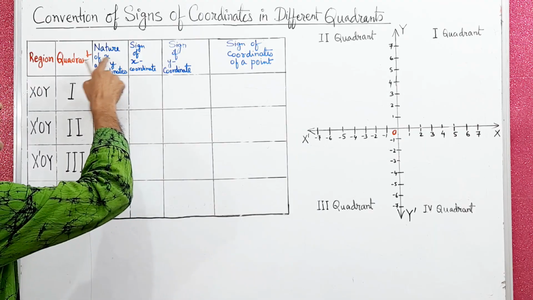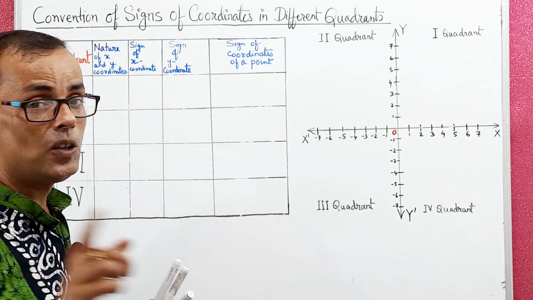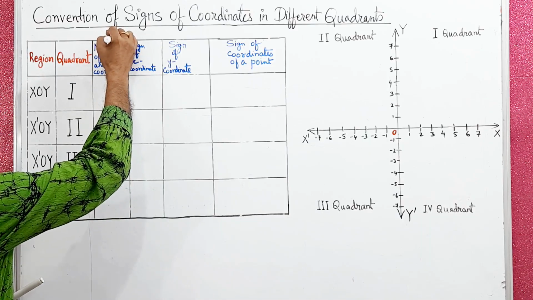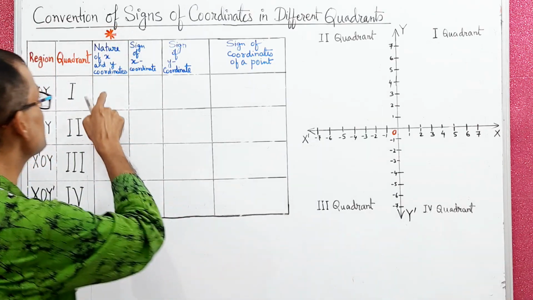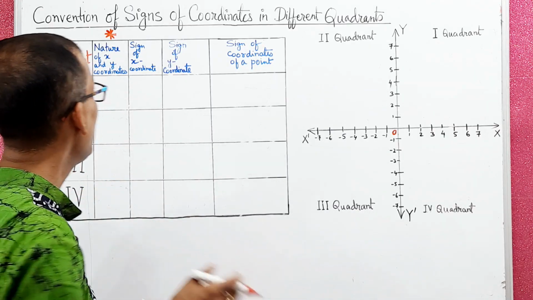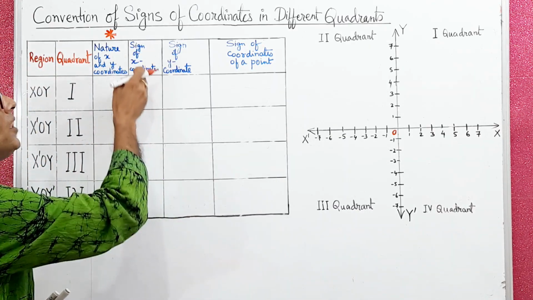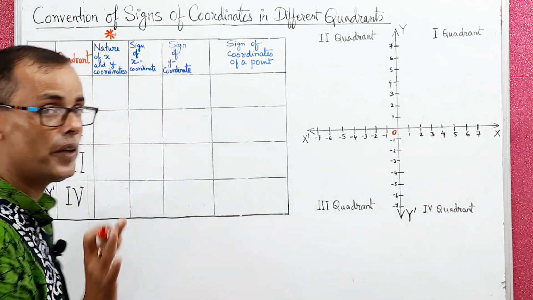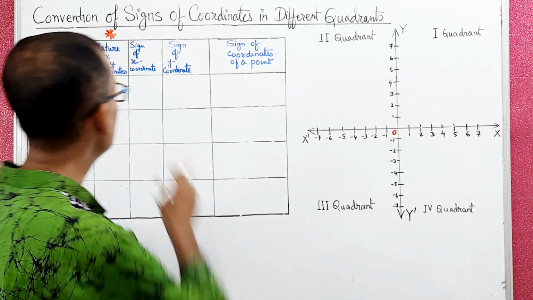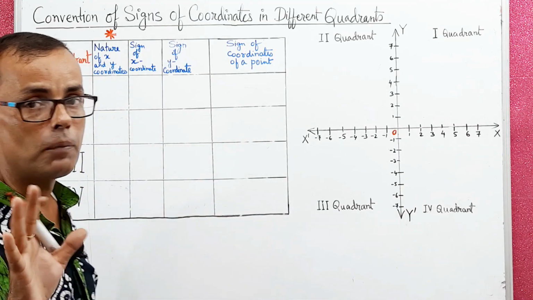Now see nature of X and Y coordinates. This column is very important. We will come to this column, nature. What is the meaning of nature of X and Y coordinates? And then the next columns are sign of X coordinate, sign of Y coordinate, and then sign of coordinates of a point. So these also we will fill up one by one.